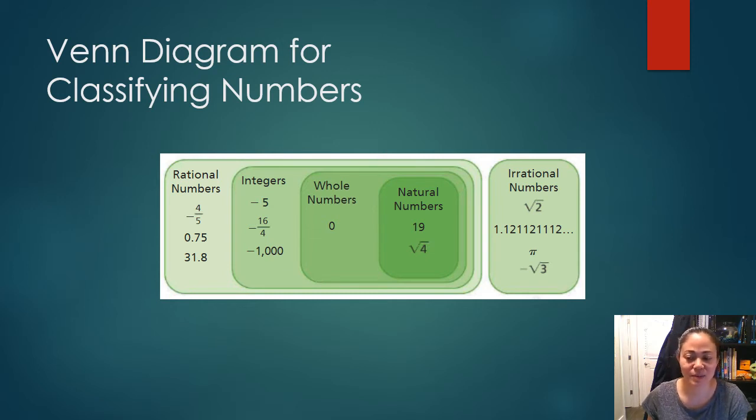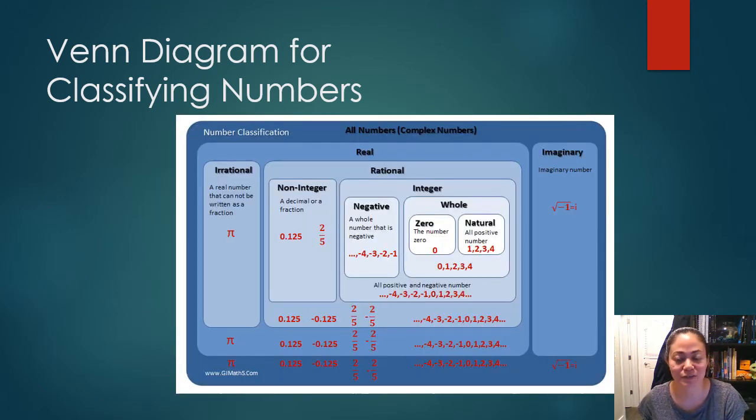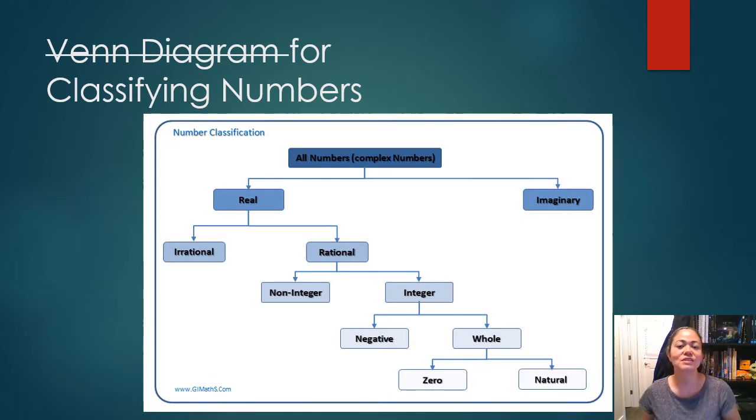This system of classifying numbers gets complex as we learn about different types of numbers like imaginary numbers and real numbers. And we can also show this classification of numbers in a different way. So this is again a Venn diagram for the classification of numbers. But here's a different type of diagram that has the same information.